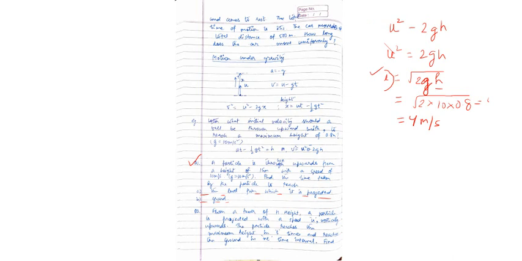So let us draw a roof. So this is a roof or a cliff, usually called a cliff. From this cliff there is a ball in the hand of the man, and he throws the ball in a vertically upward direction.